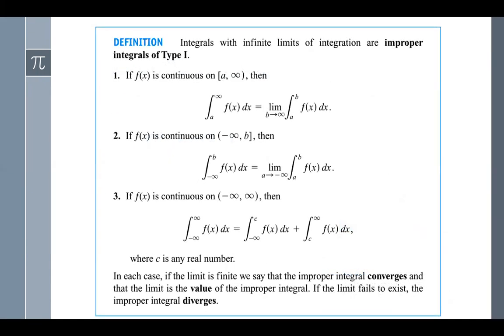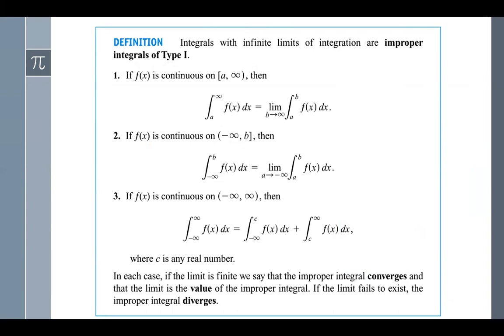All right. So let's talk about these type 1 improper integrals. And it's really, I think, simpler than they're making it look here, because there's letters flying around all over the place. So there are 3 different situations to consider. The first one is an integral from a number to infinity. That's the kind we were just looking at.